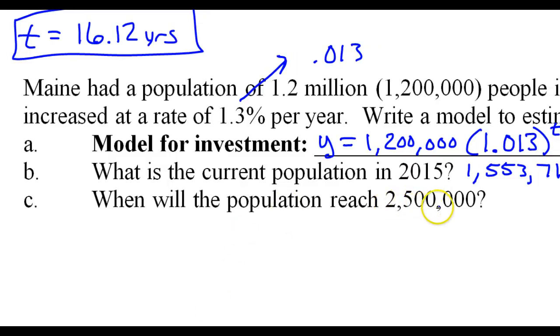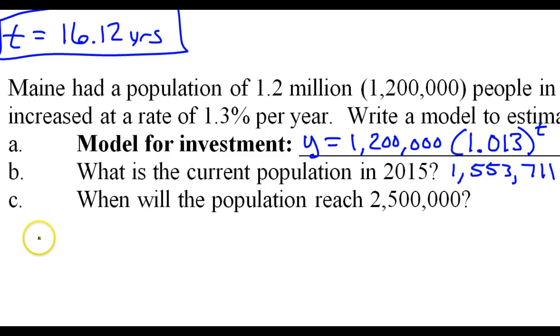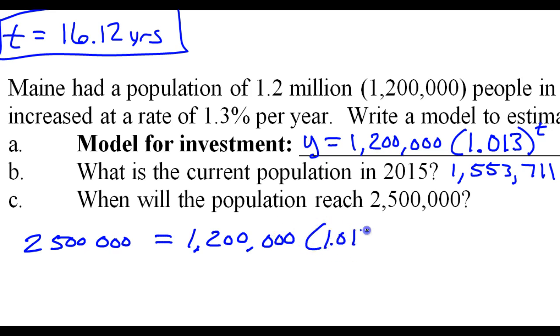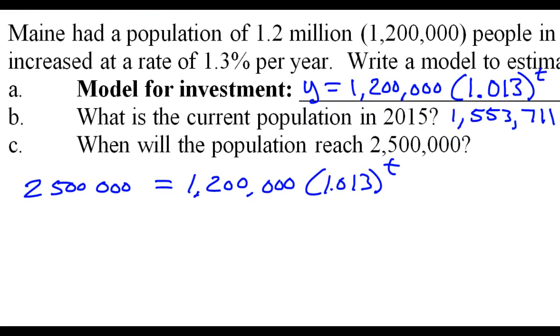When will the population reach 2,500,000? Basically, they're saying, let's plug in this number for the eventual amount, and we have to solve for time. So that would look like this: 2,500,000 equals 1,200,000 times 1.013 to the t power. We would first divide both sides by the 1,200,000.